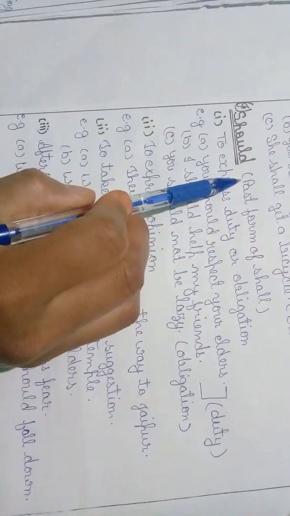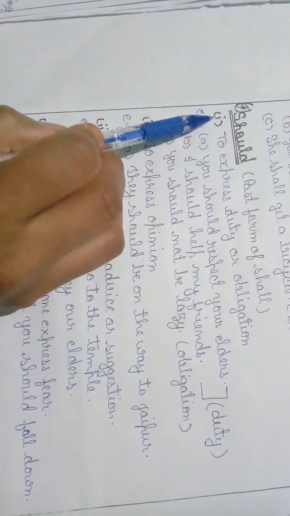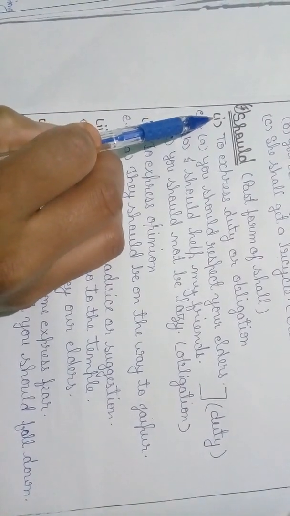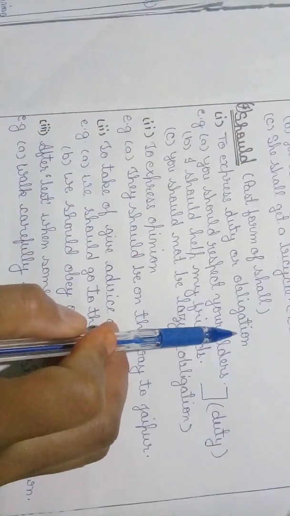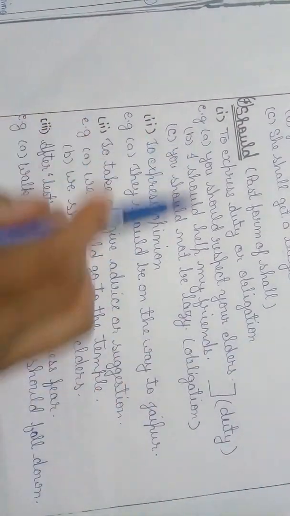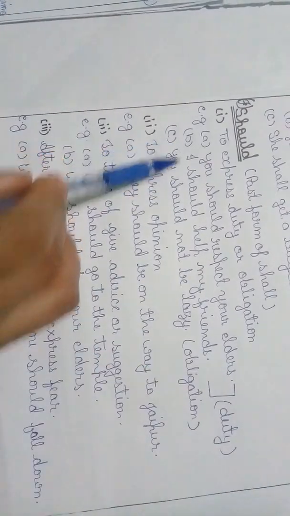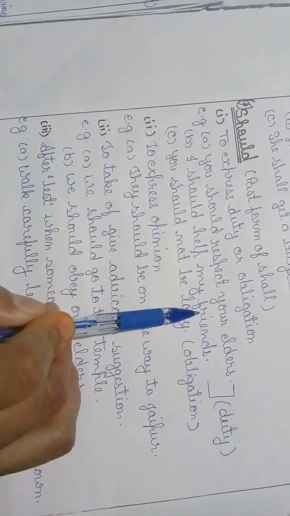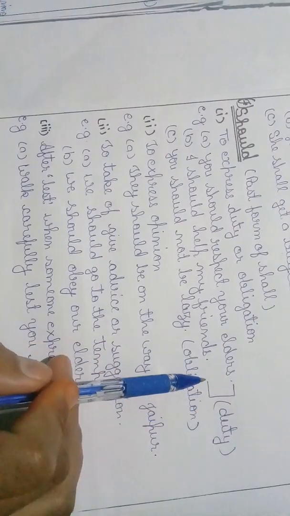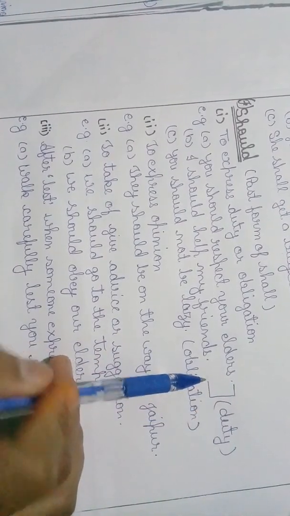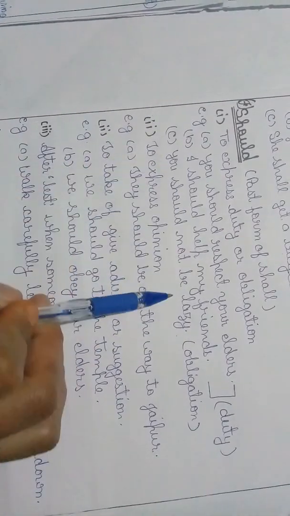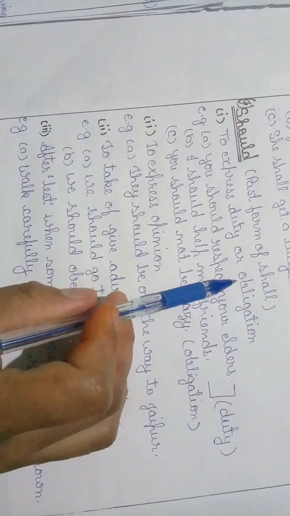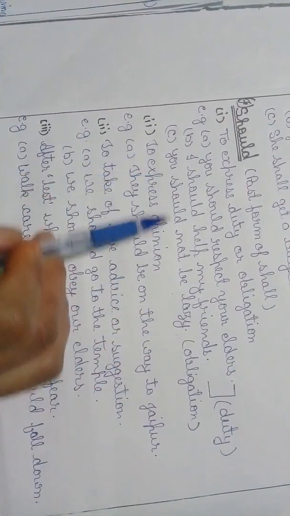Next model is should. Should is past form of shall. Let's see where we can use should. Number 1, to express duty or obligation. You should respect your elders. I should help my friend. These statements show duty of a person. Next statement, you should not be lazy. Here in this statement, it is the obligation of a person that one should not be lazy.